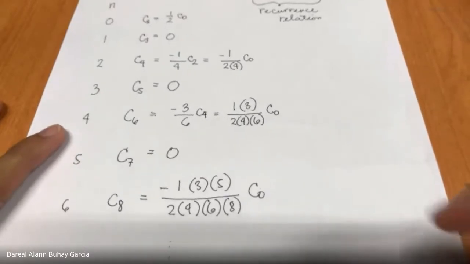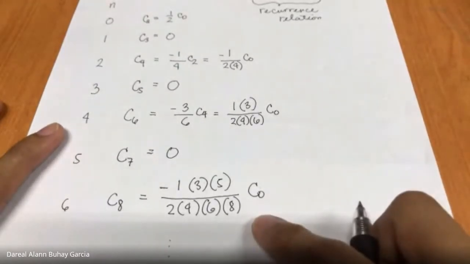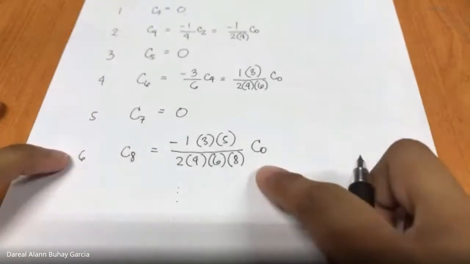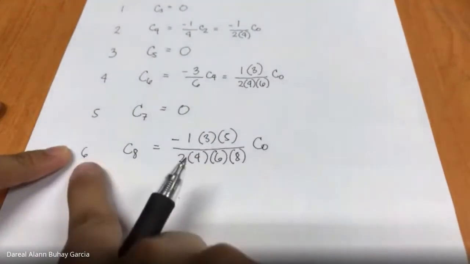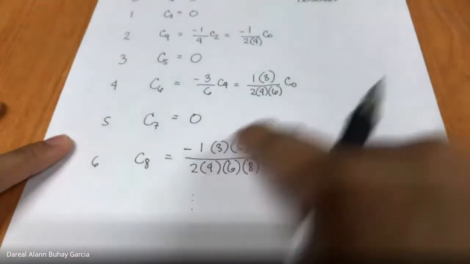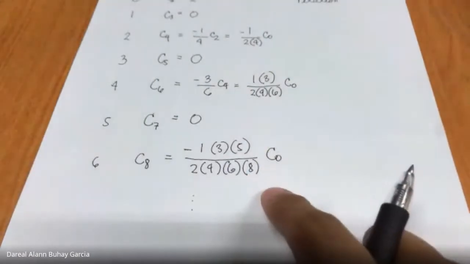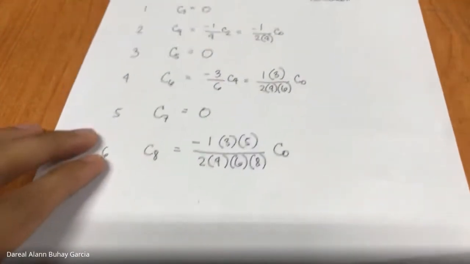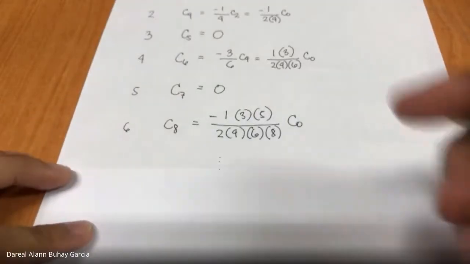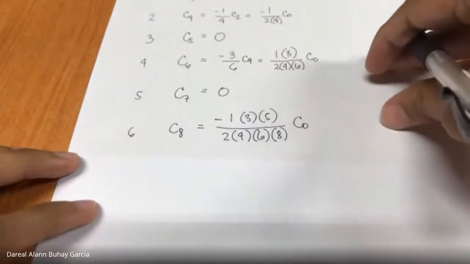Okay. Even if we stop at C7, C8, we know a pattern has emerged. Actually, the next step is to combine everything. This is the tricky part.